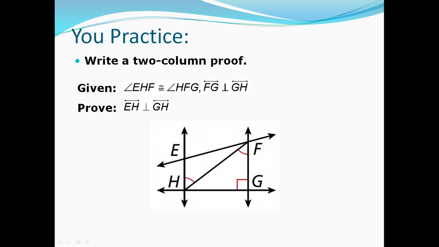Now you practice. Write a two-column proof. You are given that angle EHF is congruent to angle HFG, and that FG is perpendicular to GH. You want to prove that EH is perpendicular to GH. Work that out and then continue the video.